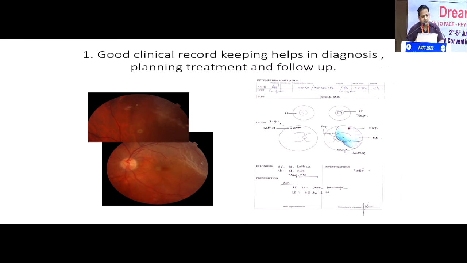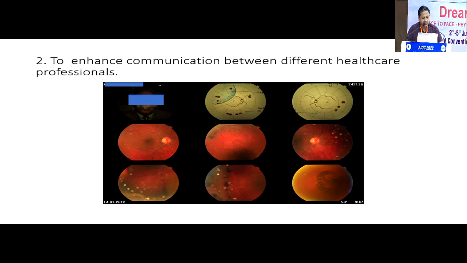So the first and most important use of preoperative fundus drawing is to keep a good clinical report, which will help in diagnosis, planning treatment, and follow-up, right? And second is to enhance communication between different healthcare professionals. So if I want to take a second opinion, I will ask that doctor, I have seen a patient with a temporal retinal detachment, 1 o'clock to 2 o'clock or particular hours. There's one horseshoe tear at 12 o'clock, so it becomes a lot confusing. So if you have drawn that drawing and you just send the drawing across, it will be a better communication.